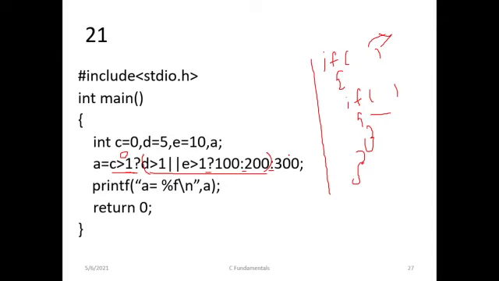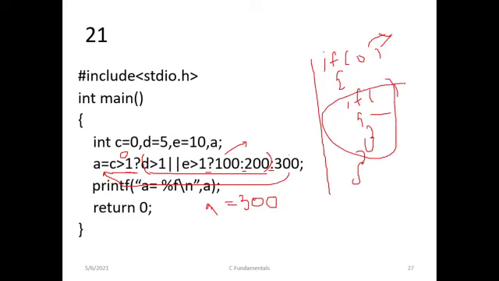False means it will straight away go to this value. 300 is assigned to A. So A is equal to 300 is our output. Clear? This part will never execute. Since this condition fails, it will not come to this block at all. Right? So it will go to the else part, and whatever is given in the else part, it will get executed. So the same thing is there.